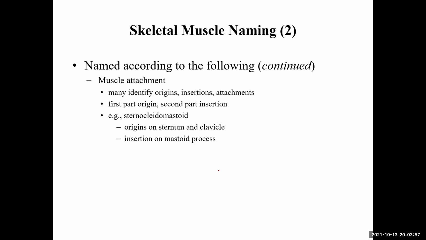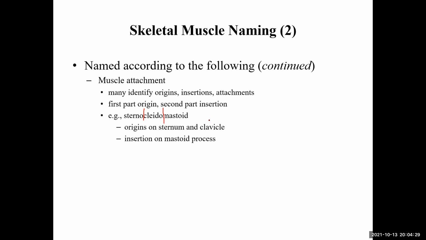Now, if you notice this muscle that's listed here, the sternocleidomastoid. Sterno is one part of our word, cleido is another, and then mastoid. So these are three different words in the title of our muscle. Sterno refers to the sternum. Cleido refers to the clavicle. So the first two parts of this name refer to the origins. And then the last part is the insertion. That's the mastoid process on the temporal bone.